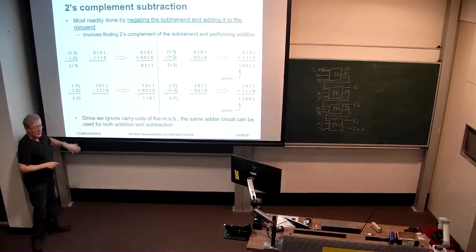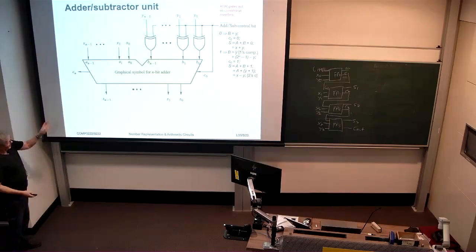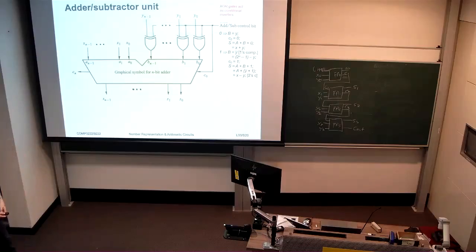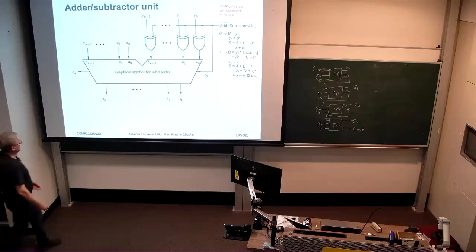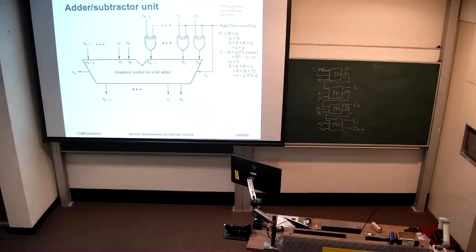Since we can ignore those carry outs out of the most significant bit, we can use the same hardware, the same method for adding numbers together or subtracting them in 2's complement. So this is the circuit for doing that. It comprises this n-bit adder. That's the graphical symbol for an n-bit adder. It's this rhomboid with a notch out of it, right? Parallelogram. No, it's not a parallelogram, it's a rhomboid, right? With a notch out of it.